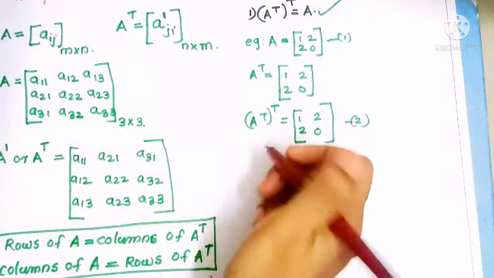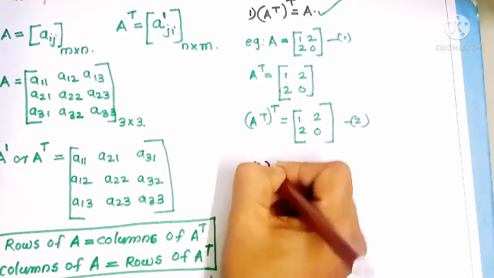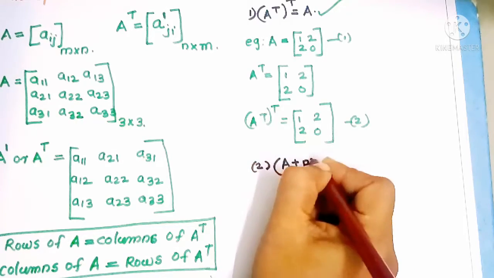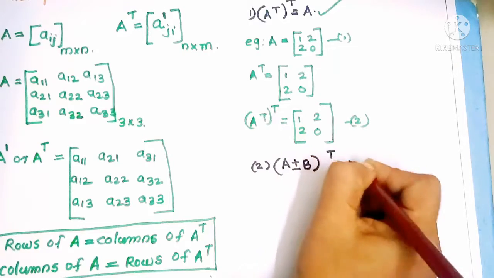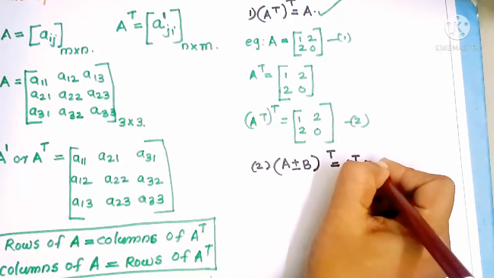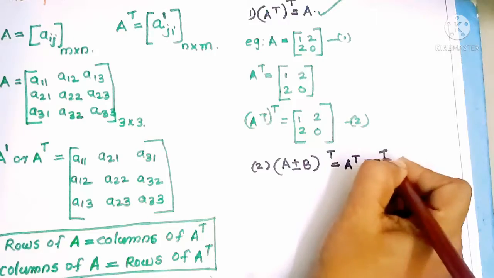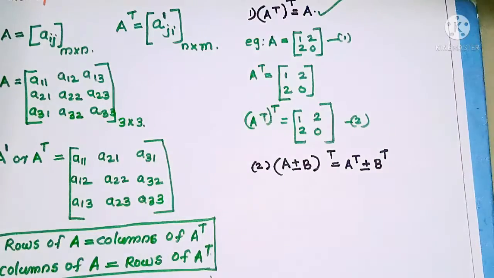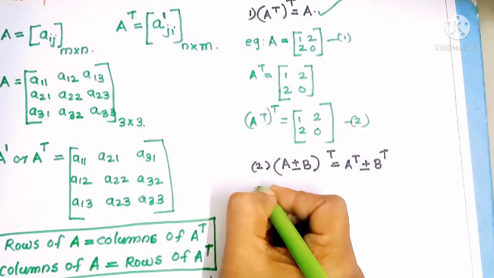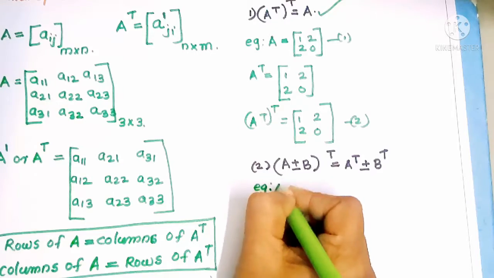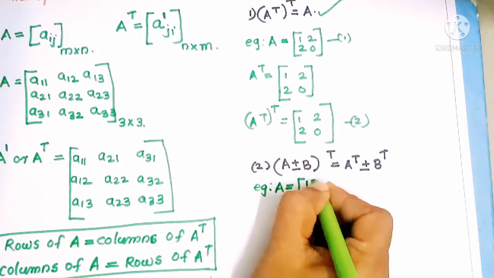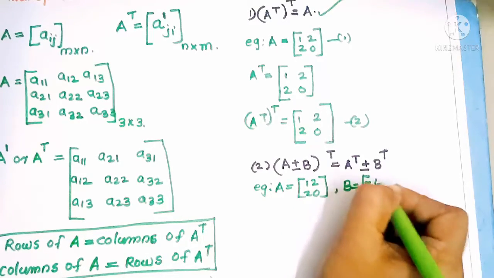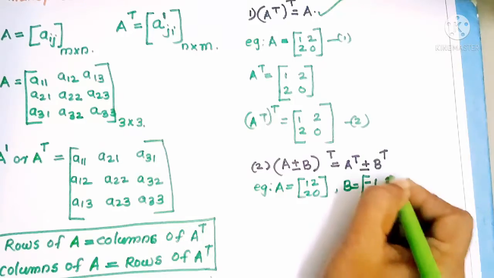Second property: (A plus or minus B), addition or subtraction, the whole transpose should be equal to A transpose plus or minus B transpose. This property is applicable for both addition and subtraction. So here we can take only addition. A equal to [1, 2; 2, 0] and B equal to [-1, 3; 0, 4].